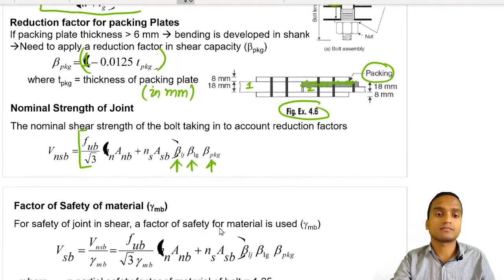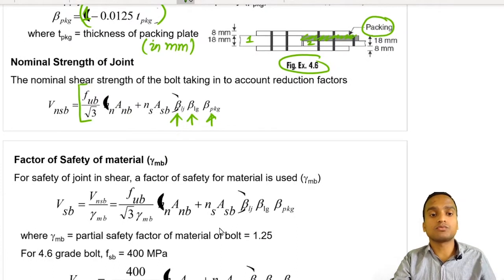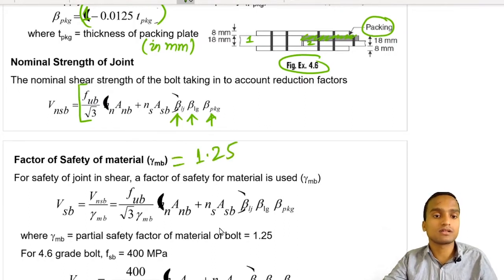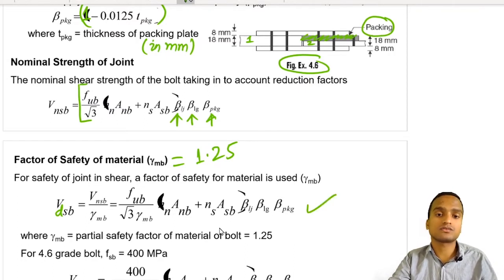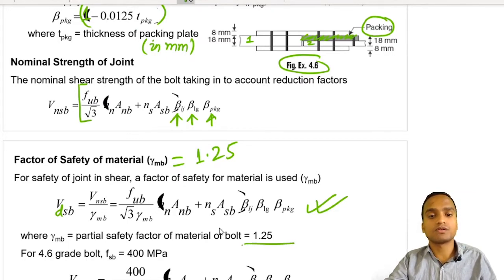Then we have to incorporate the partial safety factor of material, gamma MB, which is equal to 1.25, to get the design strength of the joint. So VDSB is equal to VNSB by gamma MB. It is very simple, and gamma MB is generally kept as 1.25 only in the case of bolts.